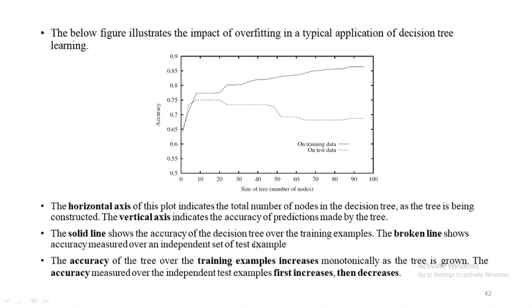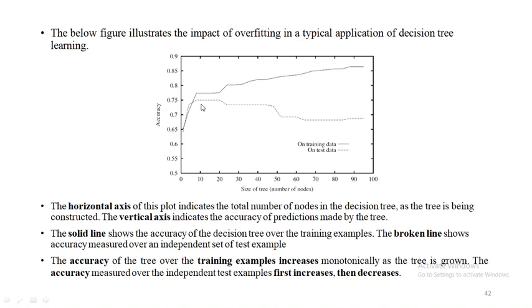The solid line shows the accuracy of the decision tree over the training examples. The broken lines show the accuracy measured for an independent set of test examples. So this shows how the tree behaves for the training data as well as the test data. In case of the training data, the accuracy is very high. Just by looking at the solid lines, you can see it has the highest accuracy, whereas for the broken lines, the test data, it has a lower accuracy rate.